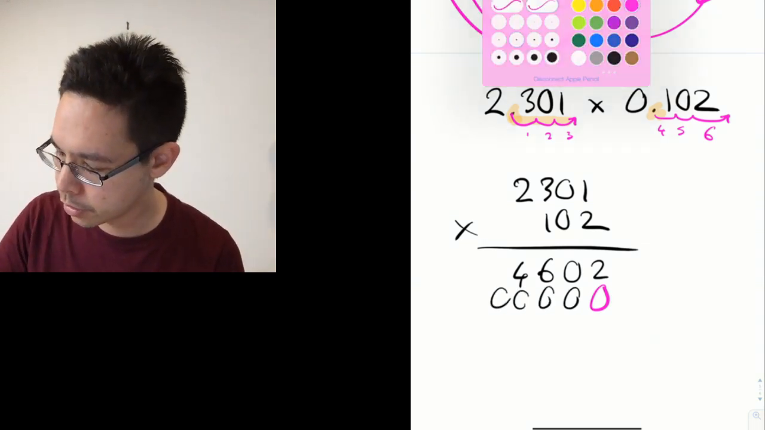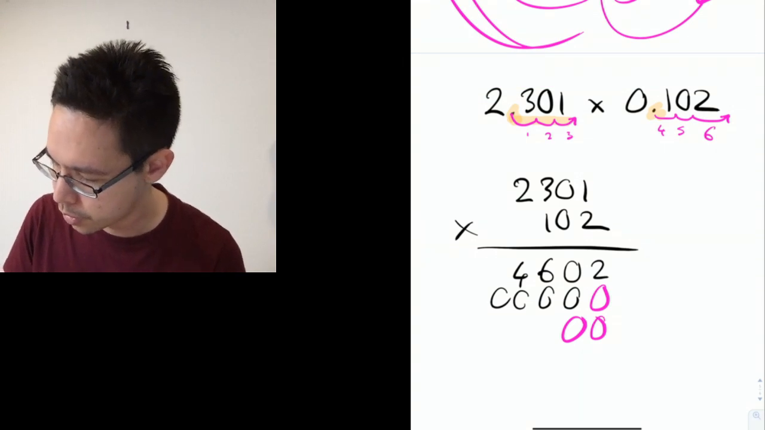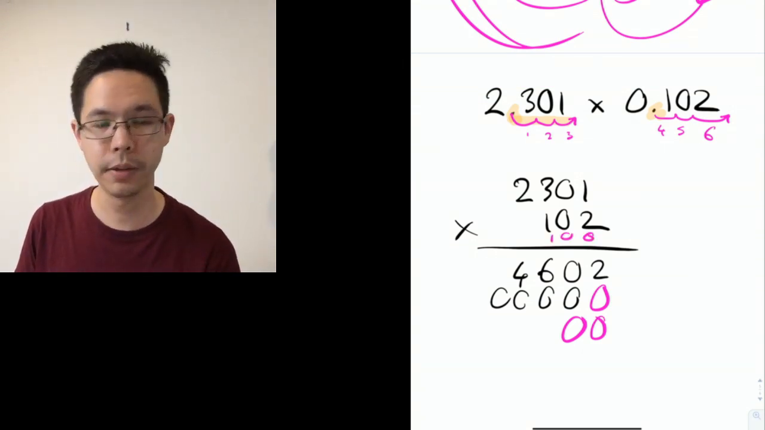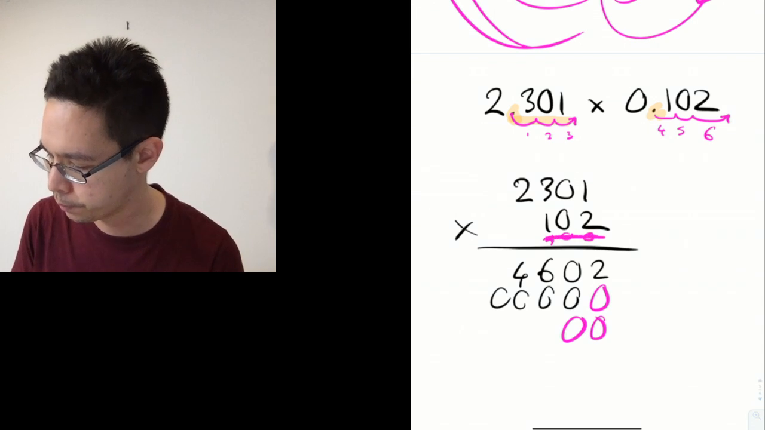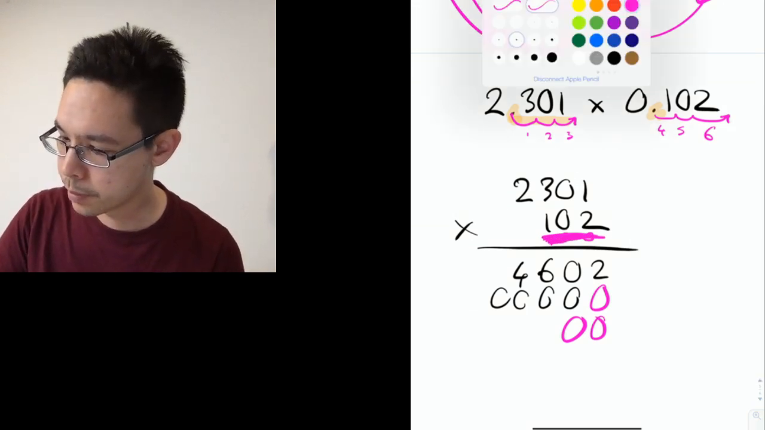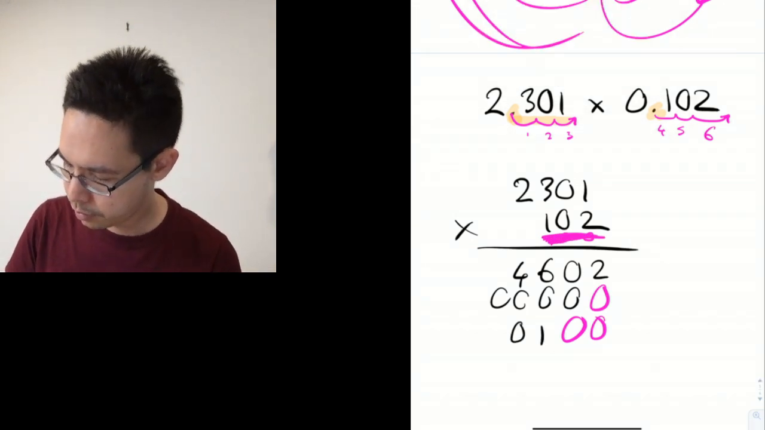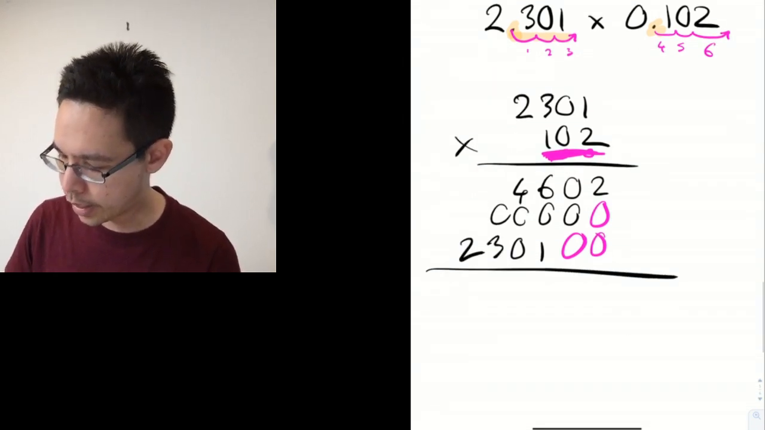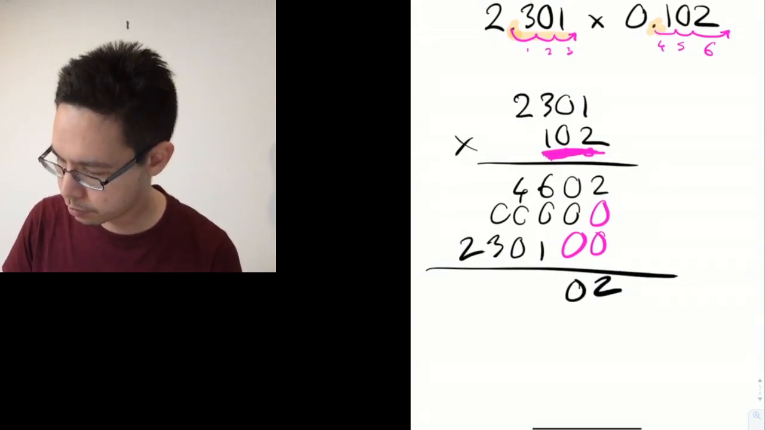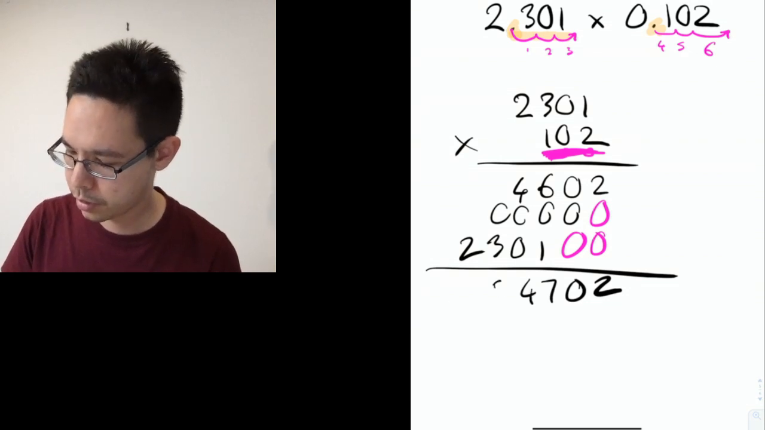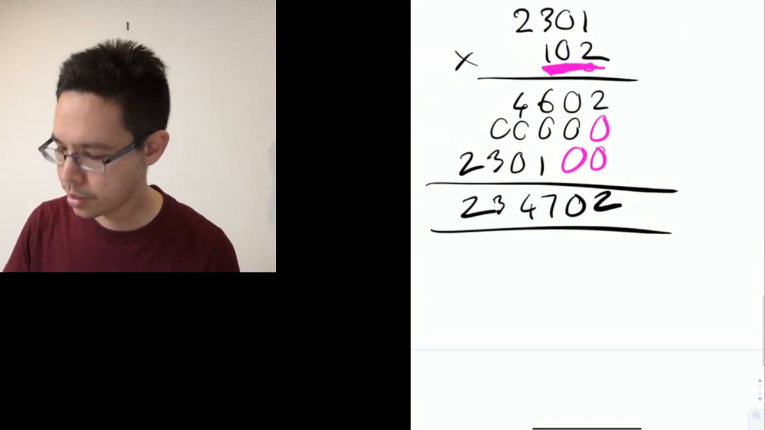Now I'm going to my next column here. I'm going to put down 2 zeros because I want to do 100 times everything. Yeah, so that's where those 2 zeros are coming from. 1 times everything. Add them all together, so I get 2, 0, 7, 4, 3, 2. So there's my final result.